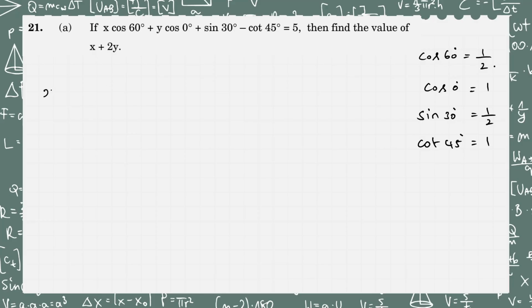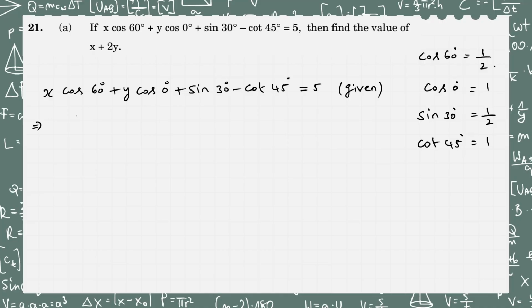So let us start from the given thing. x cos 60 degree plus y cos 0 degree plus sin 30 degree minus cot 45 degree equal to 5. This is given. Now let us put the values for the trigonometric ratios. x into cos 60 is 1 by 2, y into cos 0 is 1, sin 30 is 1 by 2 and cot 45 is 1. This side we have a 5.